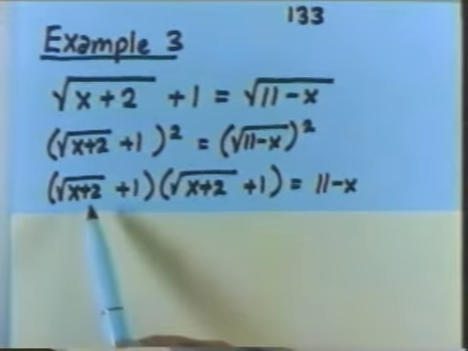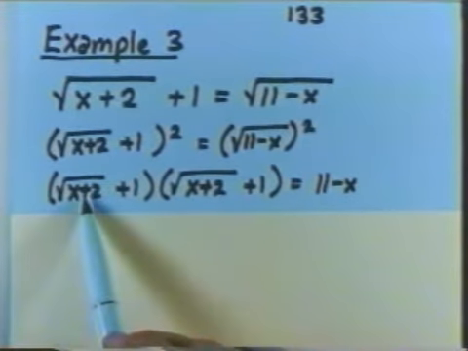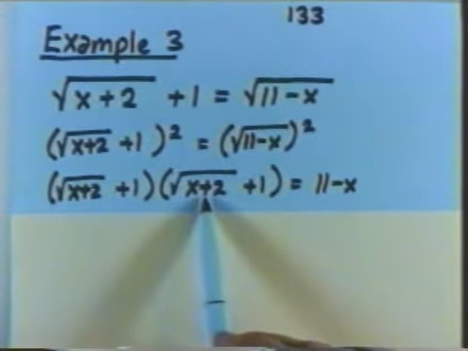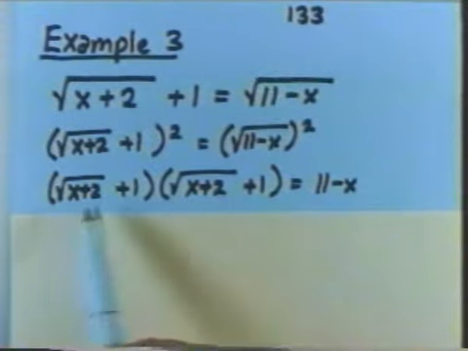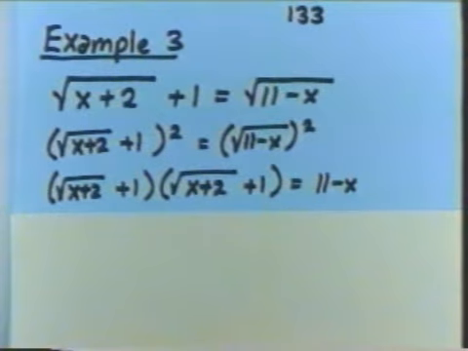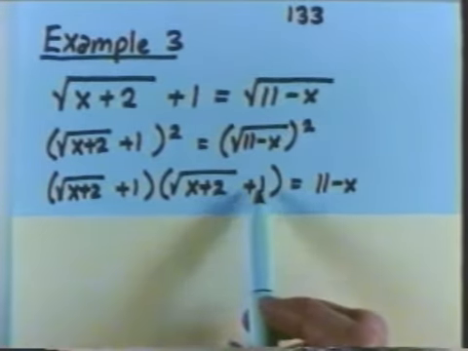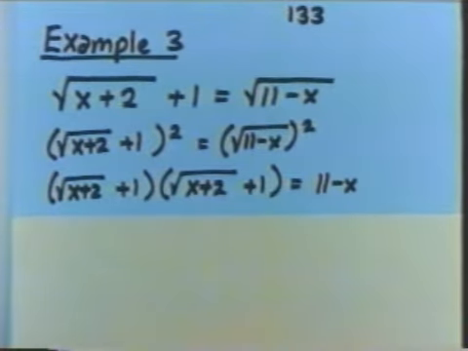Left-hand side, we must use the FOIL method. When you multiply the square root of x plus 2 times itself, we get the square root of x plus 2 squared, which is x plus 2. Outer terms will give us 1 times the radical. Inner terms will give us 1 times the radical. That makes 2 times the radical. And then last terms will give us 1.